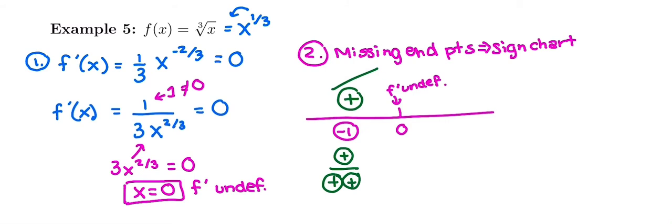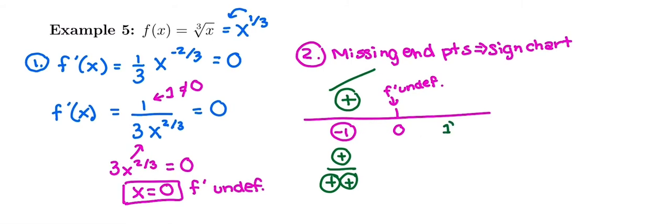And then after 0, I can plug in any number. I might plug in +1. The top of the derivative is always positive. And then in the bottom, we have a +3, so that's positive. And then we have 1 to the 2/3. 1 to any power is always 1. So I get a positive there as well. So on that interval, I have a positive divided by a positive, which is also positive. So I have something that is increasing everywhere except for where the derivative is 0.